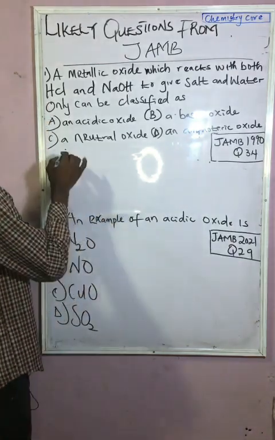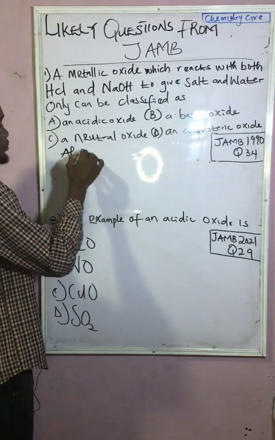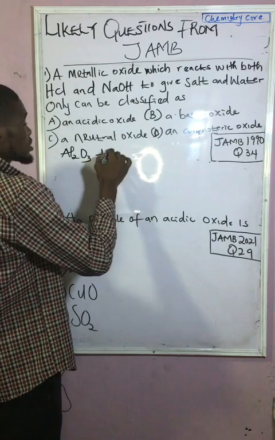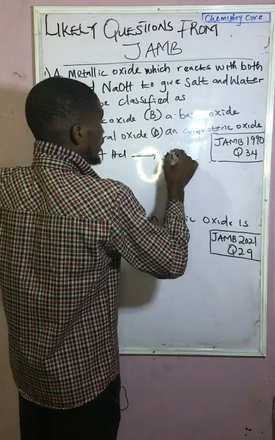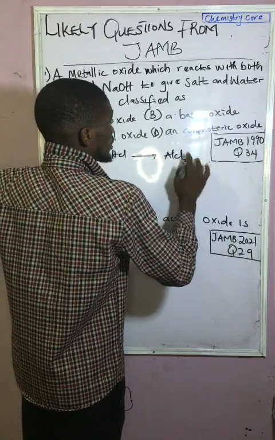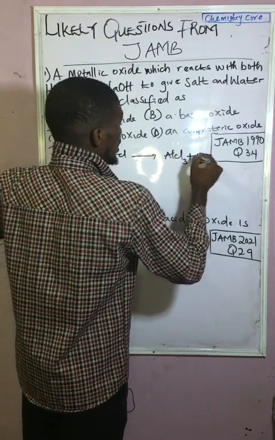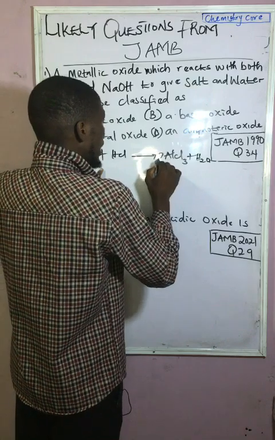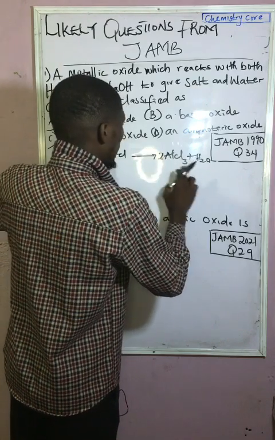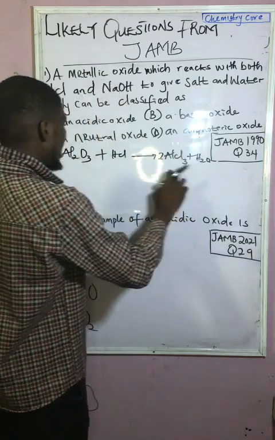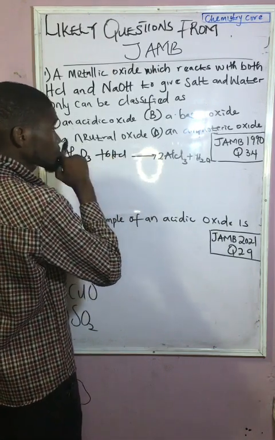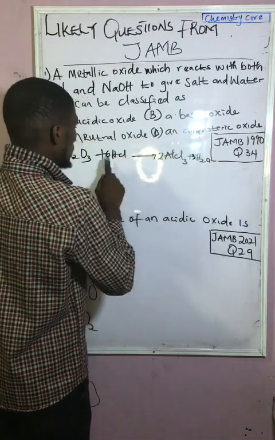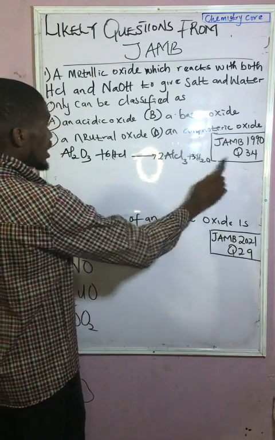So we have this plus HCl. So we have AlCl3 plus water. This is not balanced yet. We're adding 2 to this, so our chlorine is now 6. So with that, if we're having 6 here, then we'll be adding 3 to this because our hydrogen is what? 6. So now everything is balanced.